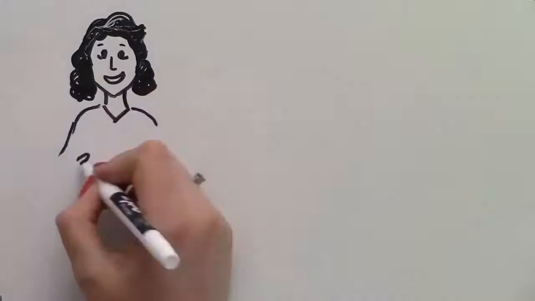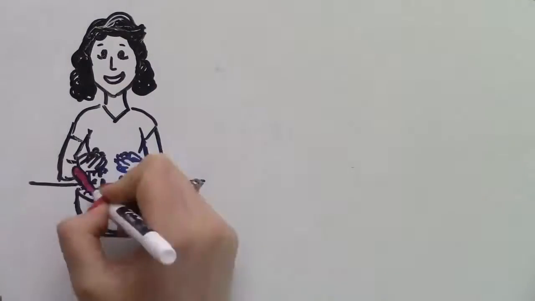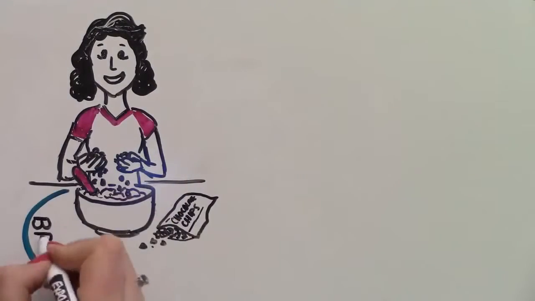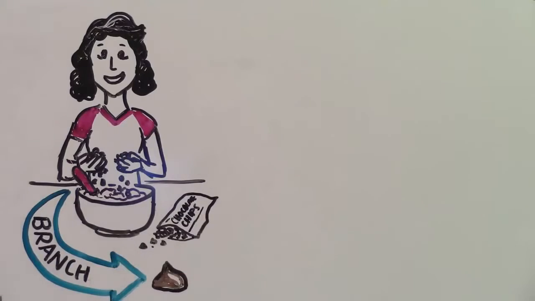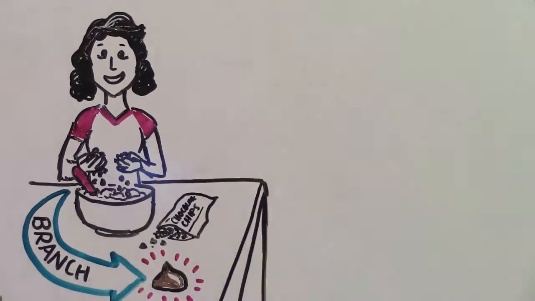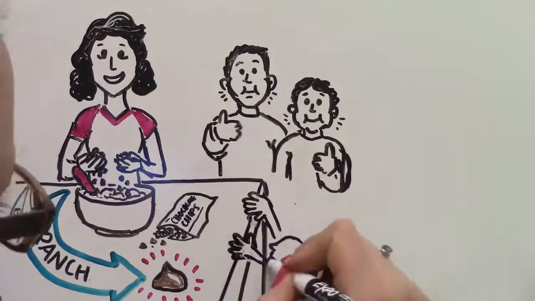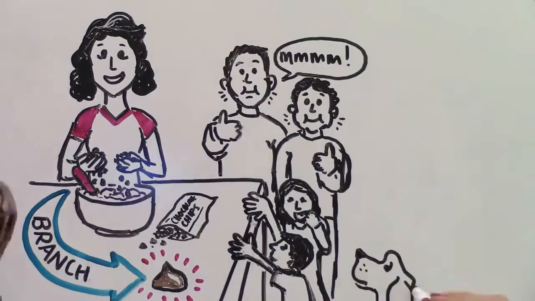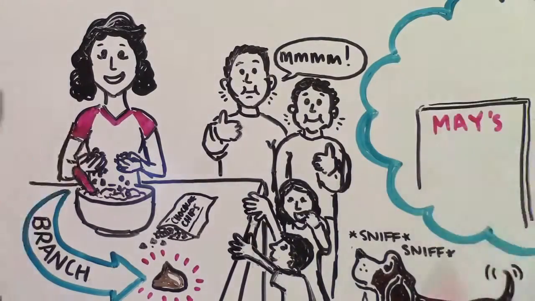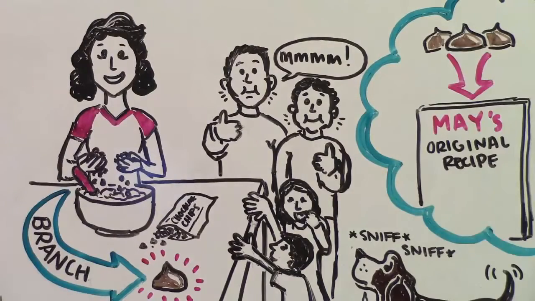Aunt Maria decided to add chocolate chips to her batch of cookies. In software, this departure from the original code is called a branch. Aunt Maria's change was such a great success with everyone who tasted the cookies that she asked Grandma May to add chocolate chips to her original recipe.